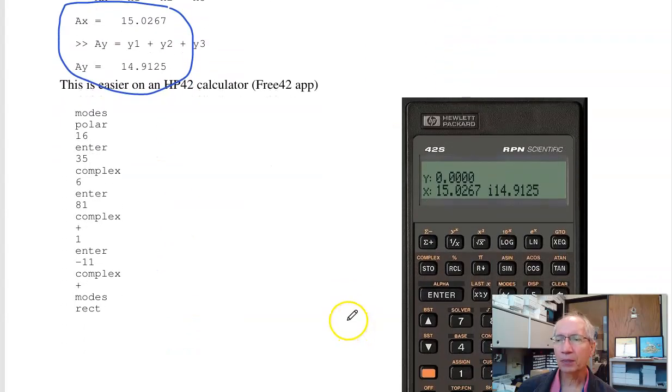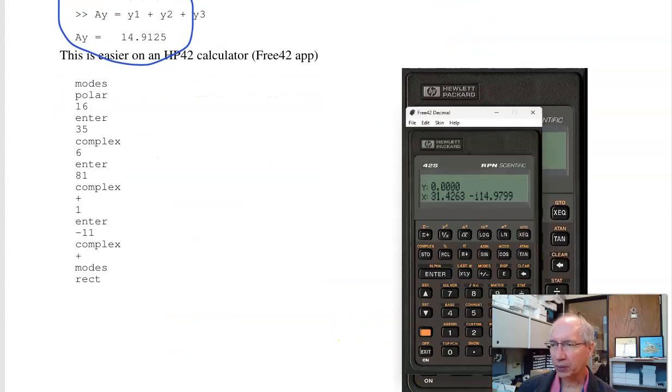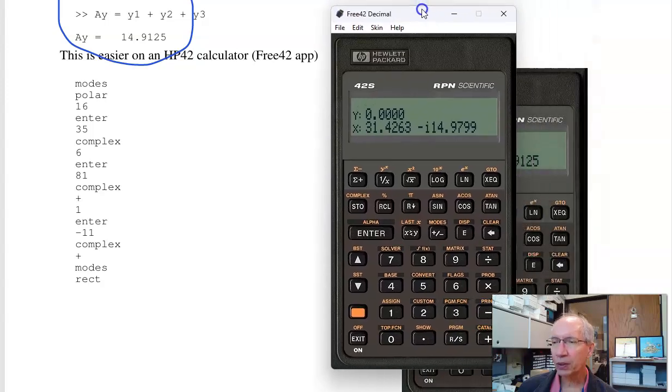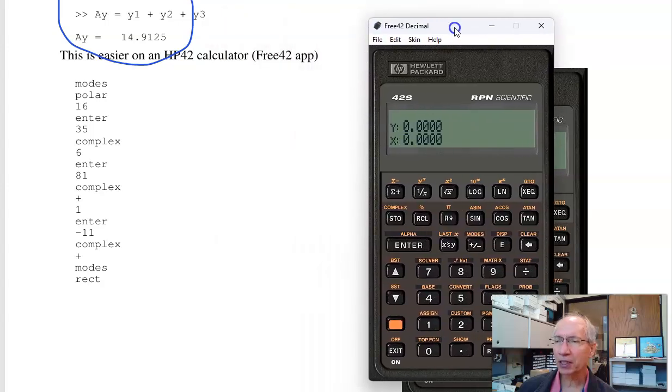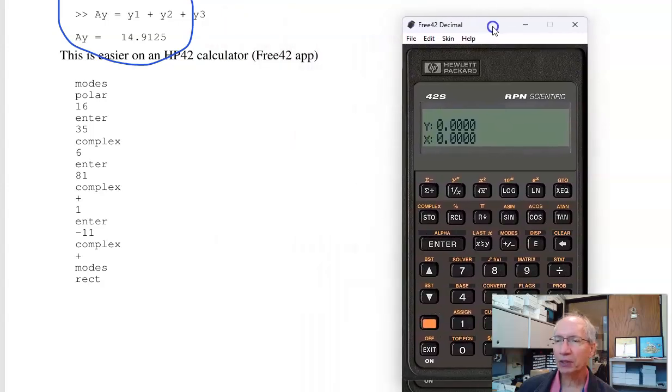Kind of a sidelight. This is actually really easy to do with an HP42 calculator. One of the calculators I really push. It, in my opinion, is worth 10 points on tests. This is a free app on your cell phone, and I kind of like free. So to get used to HPs, they are a little bit weird. I would use the free app.